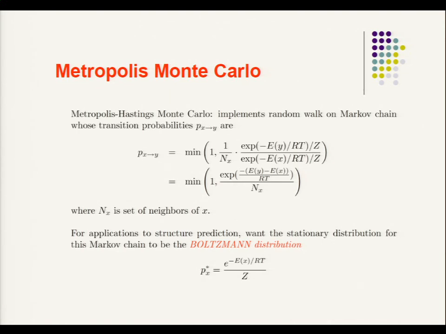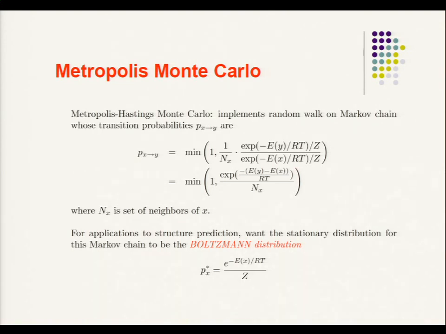In our situation, we move from one secondary structure to another, either adding or removing a single base pair. The transition probability is the minimum of 1 and the number of neighbors of x times the probability of the new state divided by the Boltzmann probability.